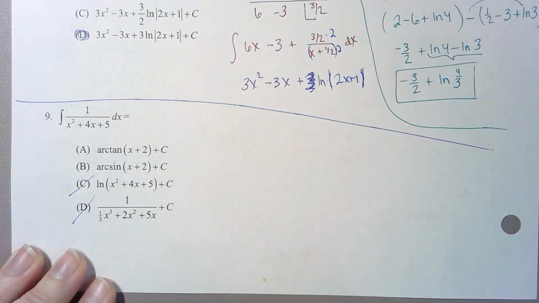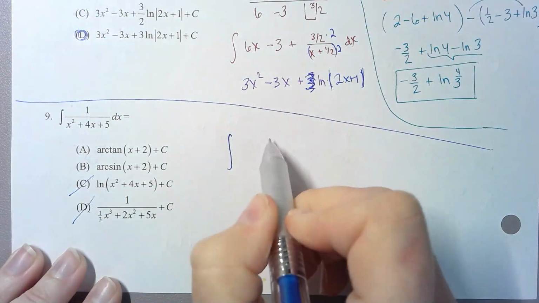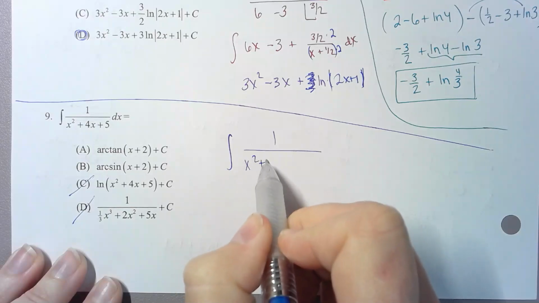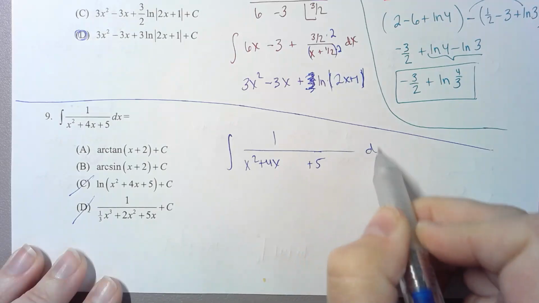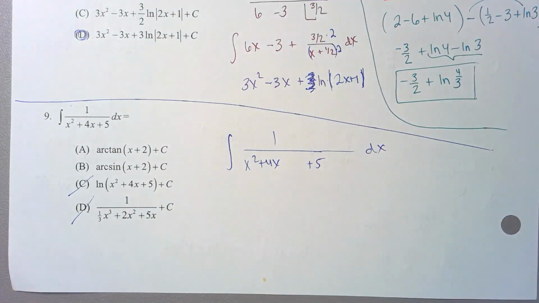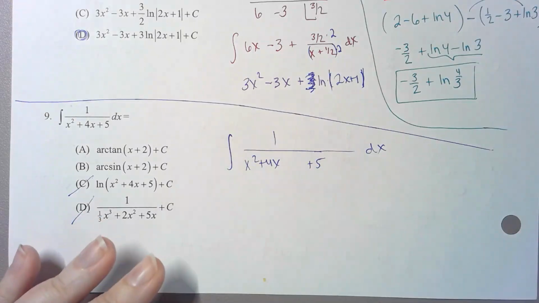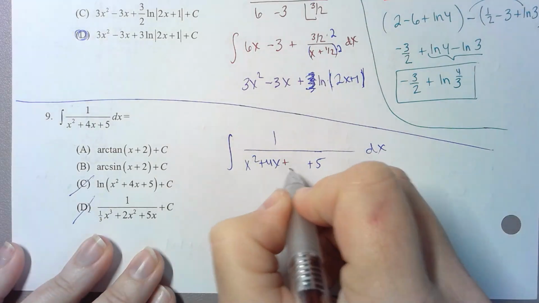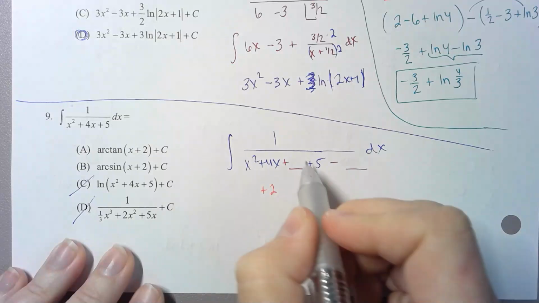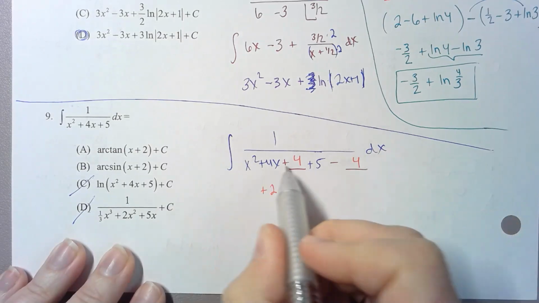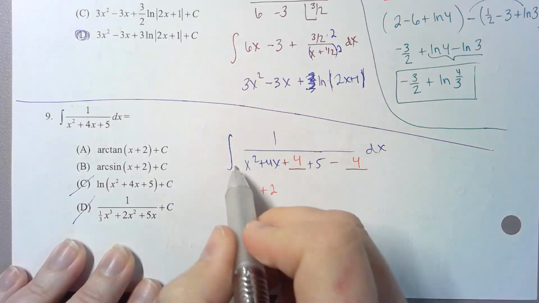We're going to complete the square in the denominator. So I have an x squared plus 4x plus 5. I just gave myself some extra room. Let's use a red pen here. So what do I want to add and then turn around and subtract in the denominator? Half of 4 is 2. Square it to get a 4. So I add a 4, turn around and subtract a 4.